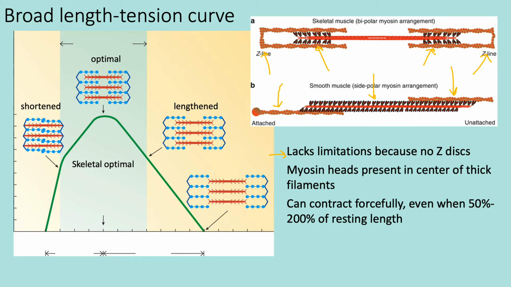So what that allows for is powerful contractions, even if we're compressed or stretched. We can still have a forceful contraction. In fact, we can contract forcefully even when we're at 50% or 200% of our resting length.